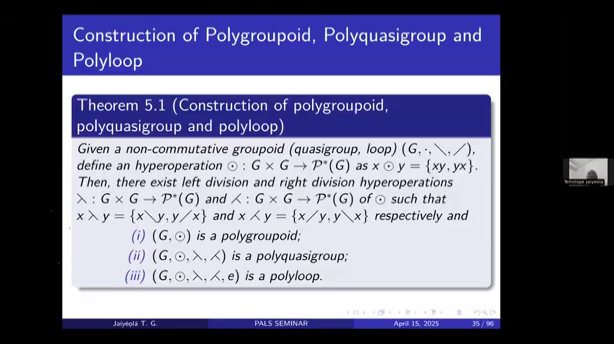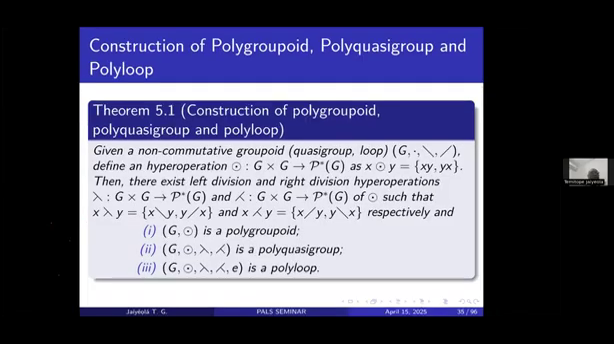Our results now. This theorem tells us that whenever you are given a non-commutative groupoid, quasigroup or loop, if you define an operation on G as follows, and you introduce two other hyperoperations in the following manner, then your G under the first hyperoperation is a polygroupoid, G under the second is a polyquasigroup, and G under the third, with respect to the identity element of the loop, is a polyloop.